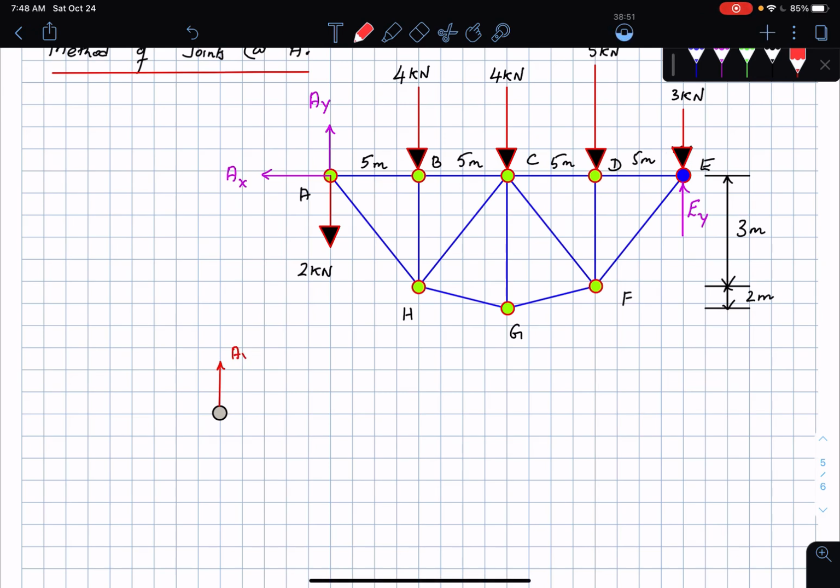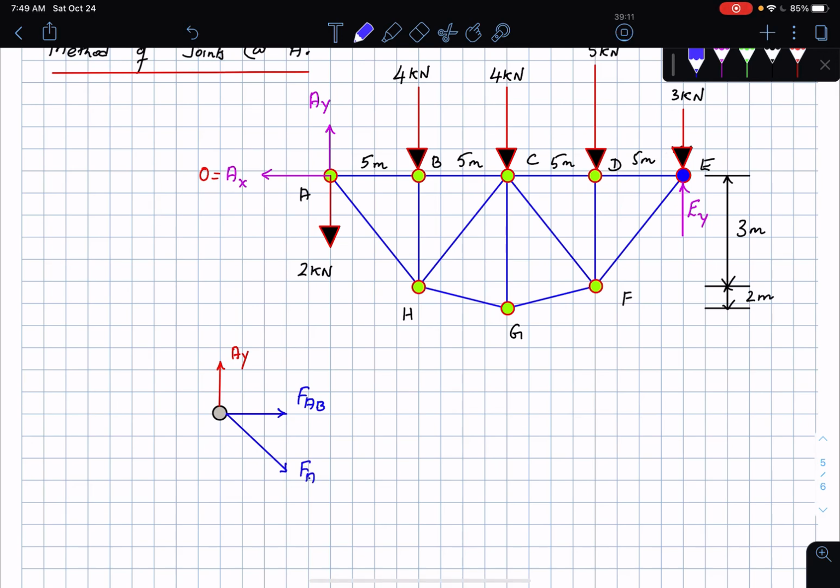AX is 0, so I don't need to worry about AX. Okay, so this was equal to 0 anyways. Then I'm going to have FAB, which is going to be pointing to the right, pulling on the pin because I'm assuming the bars to be in tension. Okay, and then I'm going to have FAH, which is going to be pointing this particular way.